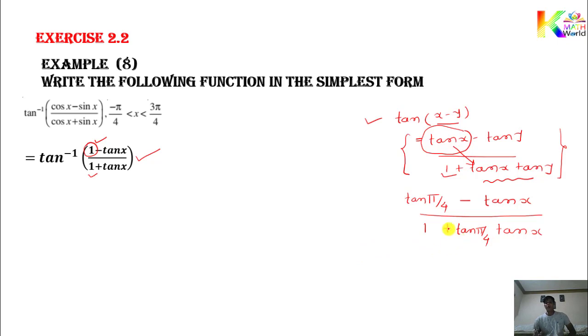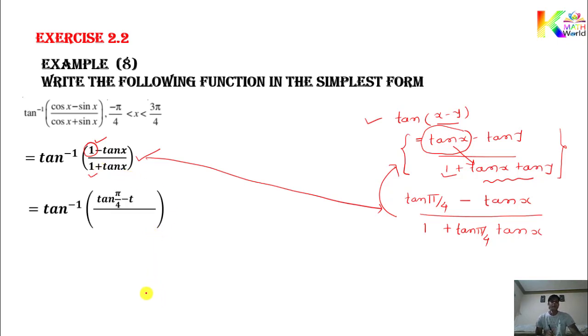Now you can see, if you convert this format to this one, then you will be able to use this formula. So firstly we will set this format. For that we will write this one as tan pi by 4, and here 1 is hidden, so that can be considered as tan pi by 4. So tan pi by 4 minus tan x over 1 plus tan pi by 4 into tan x. Now this is almost like tan x minus tan y over 1 plus tan x into tan y.